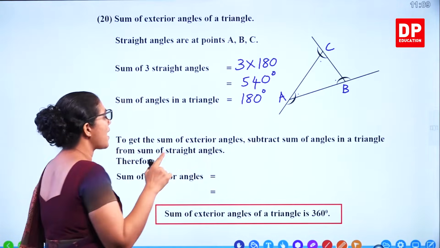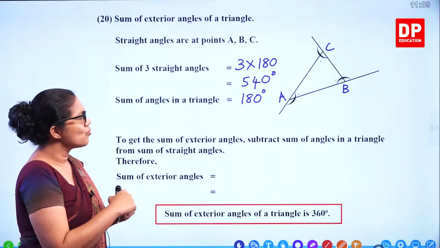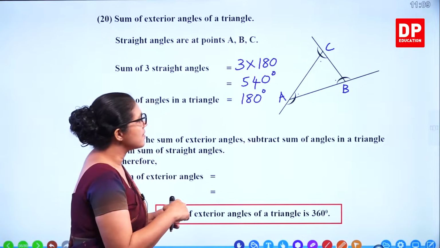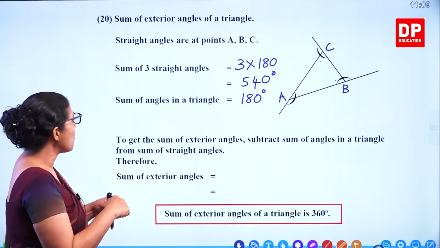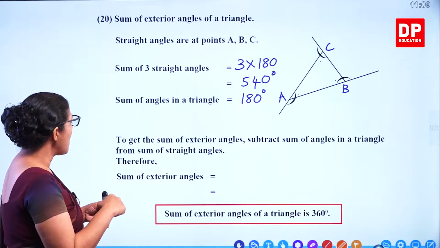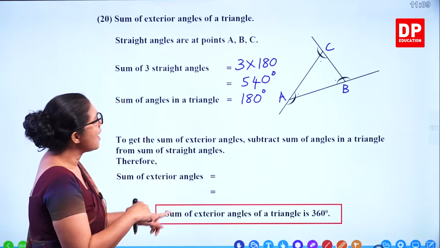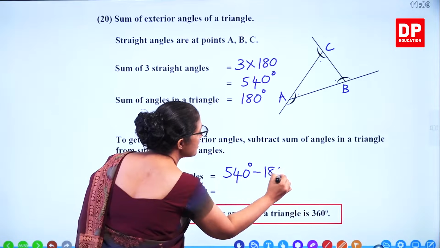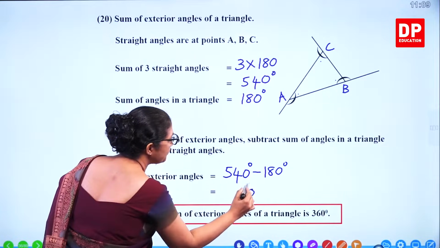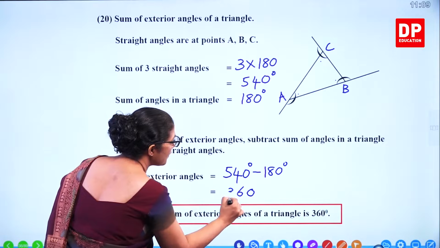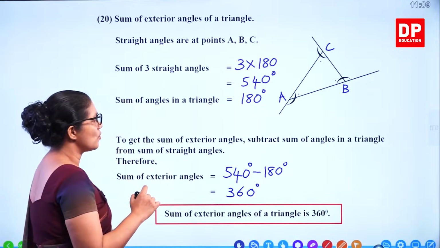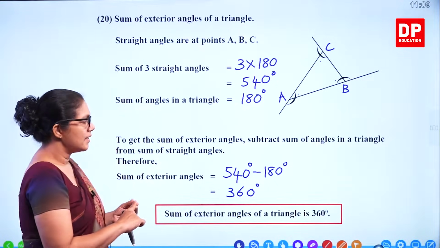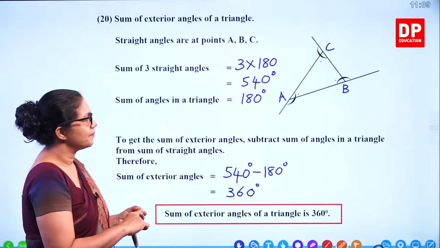So when you subtract these two, you get the sum of exterior angles. To get the sum of exterior angles, subtract the sum of angles in a triangle from the sum of straight angles. Therefore, what is the sum of exterior angles? 540 minus 180. What's the value? 360 degrees. So the sum of exterior angles in a triangle is 360 degrees.